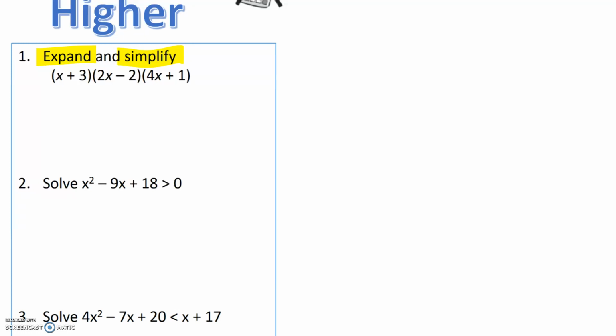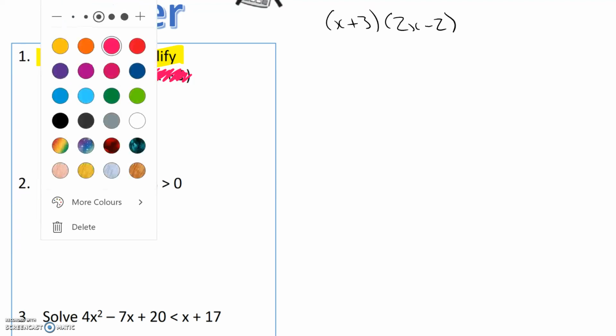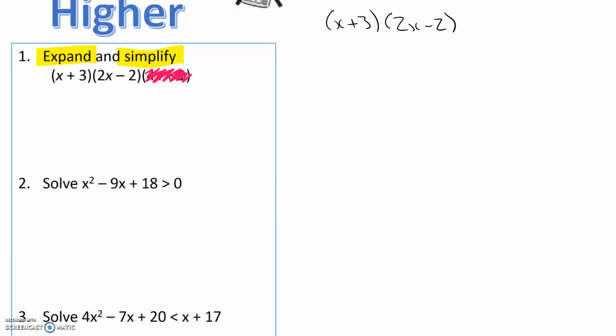So the first part of this question is we're going to pretend that this last bracket is not there. The first step of getting this right is just expanding the x plus 3 in brackets with the 2x minus 2 in brackets. And that could come up on either tier. So it's worth you sticking with this if you know you're doing foundation. Let's have a look. How would we do that? Well, we've got x plus 3, 2x minus 2.